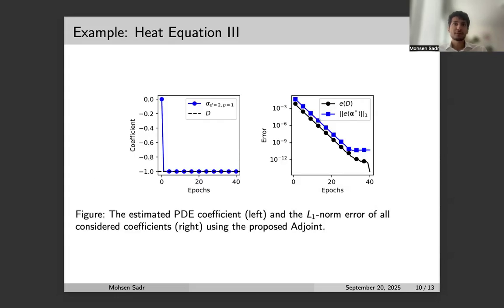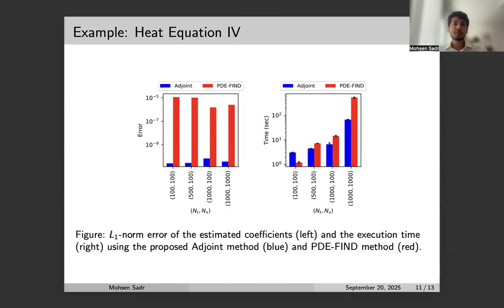For further tests, we consider the heat equation in 1D, and here I'm just showing how the coefficients evolve in each epoch. That is, each time we go over our data set for the adjoint method. As you can see, in 20 up to 40 epochs, we're getting close to machine accuracy in finding the coefficients of the heat equation. Here we show the comparison between the adjoint method and PDE-FIND at different resolutions.